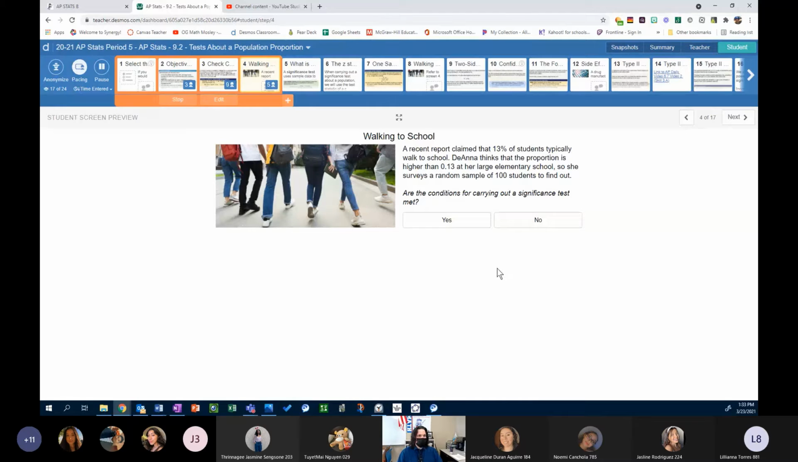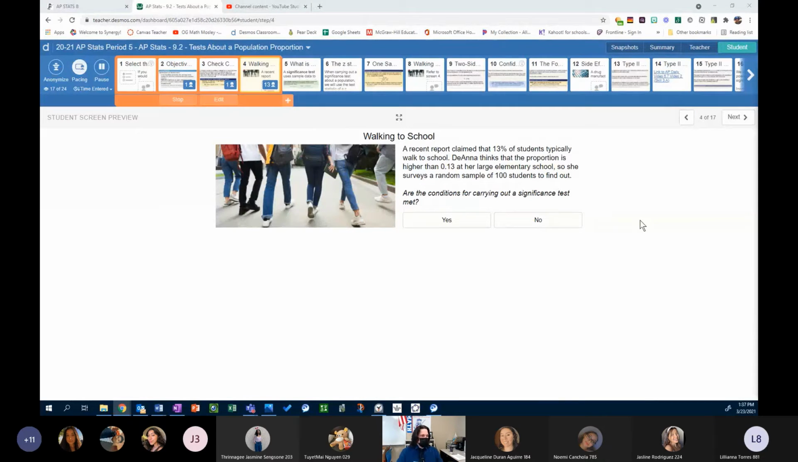So then we get to our first little problem here. Walking to school. A recent report claimed that 13% of students typically walk to school. Deanna thinks that the proportion is higher than 0.13 at her large elementary school, so she surveys a random sample of 100 students to find out. Are the conditions for carrying out a significance test met? Yes or no? After you select your choice, you will be prompted to provide an explanation. Please take a moment, answer the question, and provide reasoning as to why you made your choice. We'll talk about it in just a few minutes.